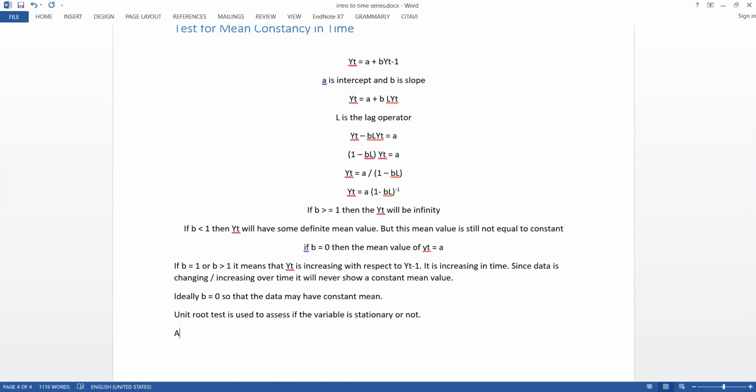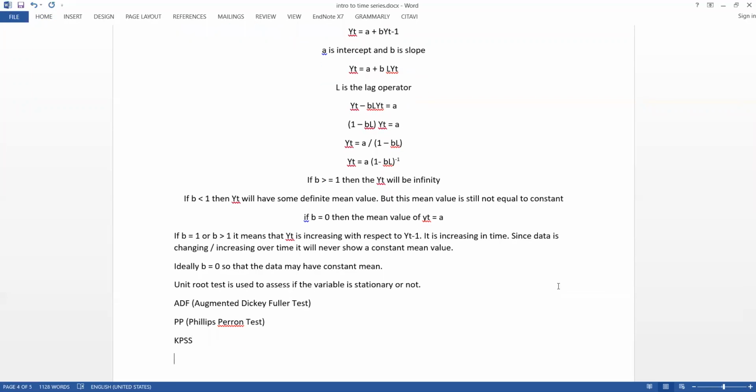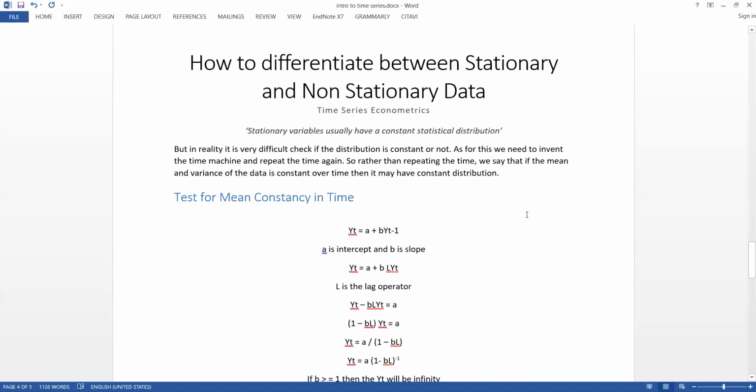There is the ADF test, the Augmented Dickey-Fuller test, which is more popular. The PP test, the Phillips-Perron test, and there is KPSS, and there are many more. These are a few names that we discuss. This is the way we differentiate between stationary and non-stationary variables, and this will identify which type of model we are going to use.